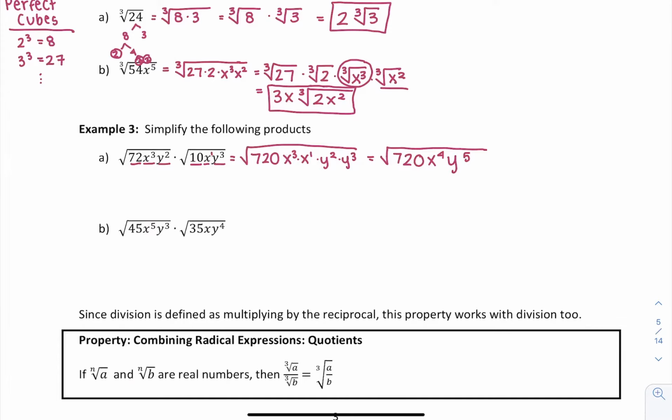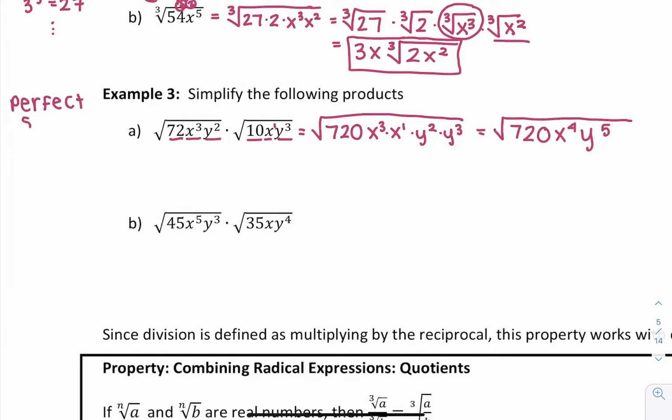Now it's time for me to simplify as much as possible. Notice I have an index of 2, so I'm looking for a square. My perfect squares that I want to look for, I can either look for them or do a factor tree. My perfect squares are numbers like 2 squared, 3 squared, 4 squared, 5 squared. It's always helpful to have these off to the side if you need them. But once you do enough problems, you start to recognize them.